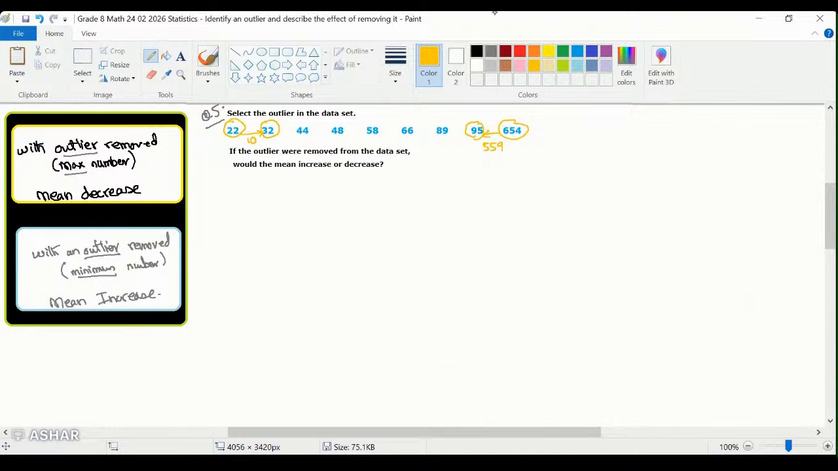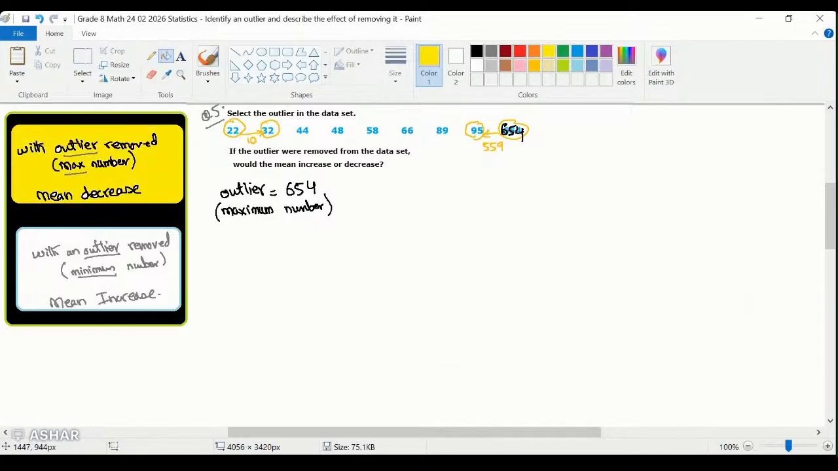That means 95 plus 559 would give us 654. That means 654 is the outlier for us. So we can say the outlier for this question was 654, and that is a maximum number. Agreed? That is the greatest number. Agreed? Without solving, let's see what happens over here. We had this information provided to us.